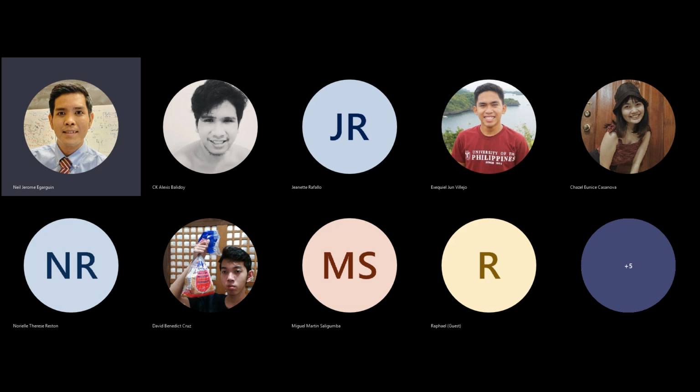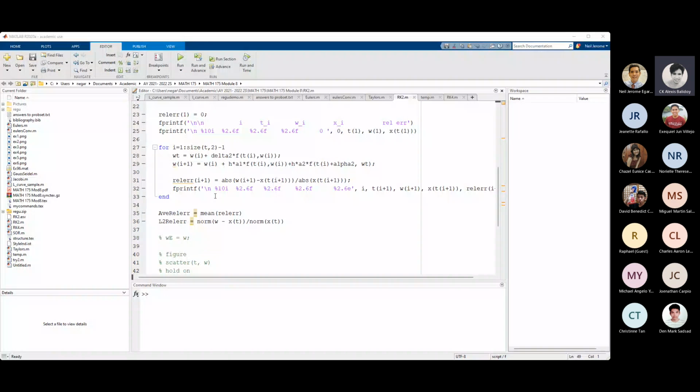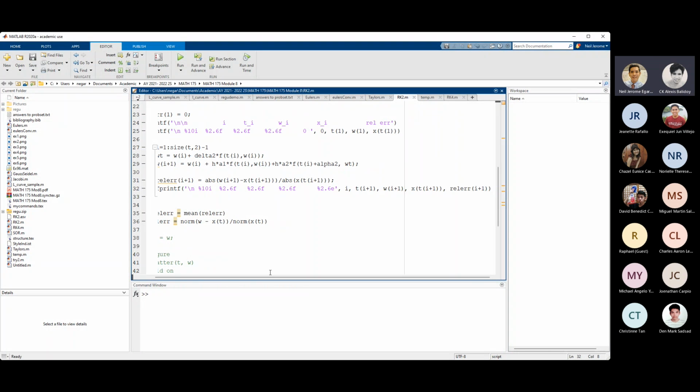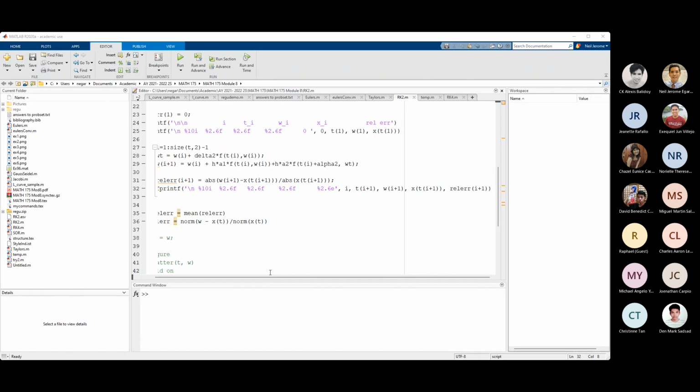Share, tapos window, tapos MATLAB. Okay, there you go. Line CK 32? 32 po. Sabagay, printing lang naman to, no? Print F, eto. Yun lang pala. Alright. Okay, so okay na CK. Sir, salamat po. Right, you're welcome.